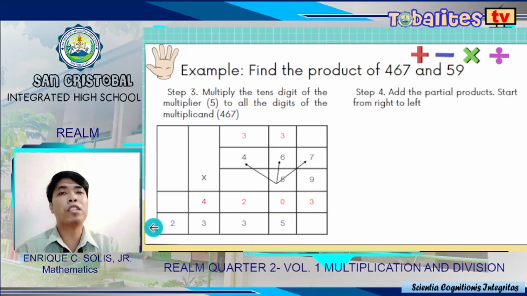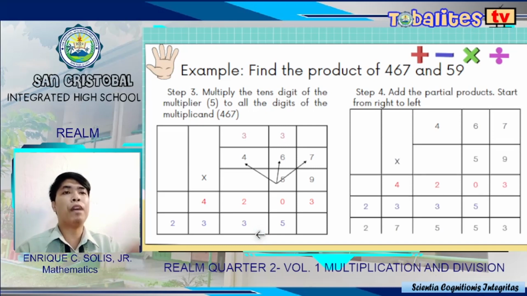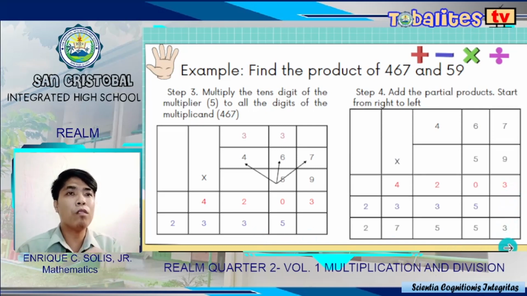Again, for the second partial product, it is not 2,335, but rather it is 23,350. That's why when we add the partial products, we bring down 3, 0 plus 5 is 5, 2 plus 3 is 5, and 4 plus 3 is 7, and then bring down 2. So that's why we will get 27,553. So again, when we multiplied 467 by 59, we get 27,553. Do you get it, class?